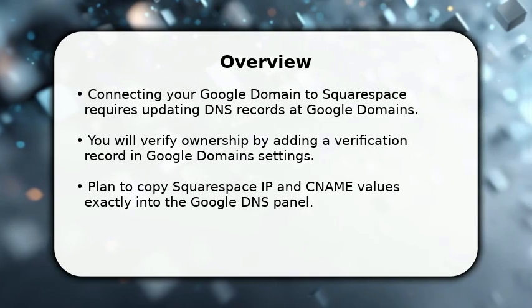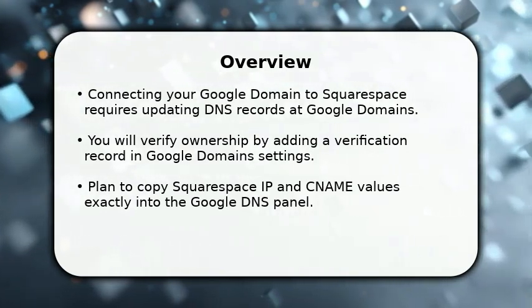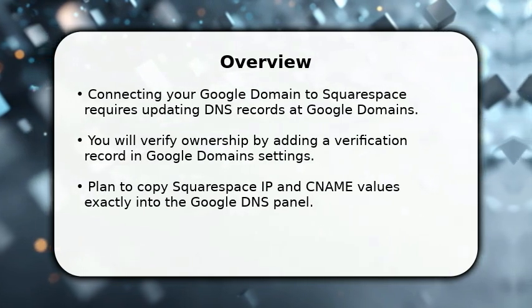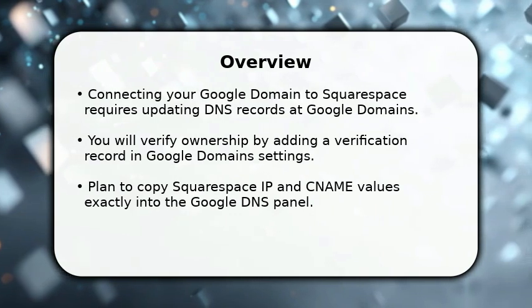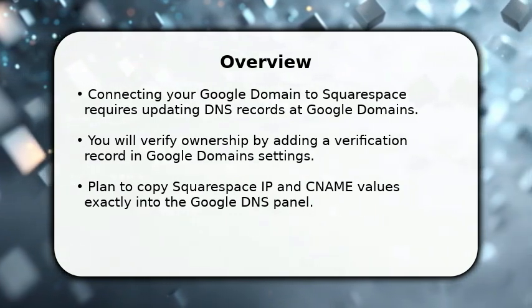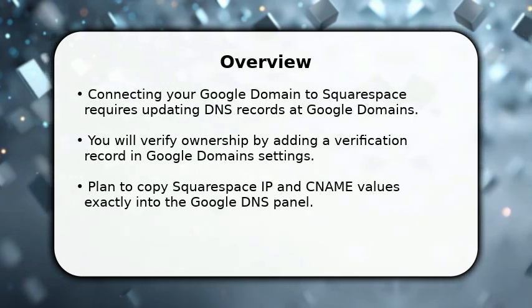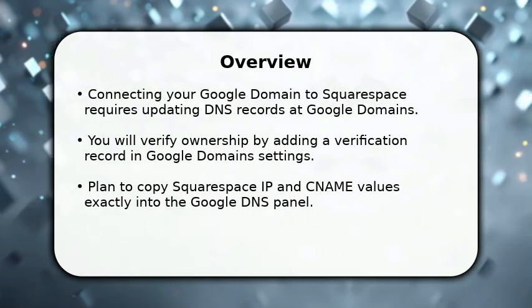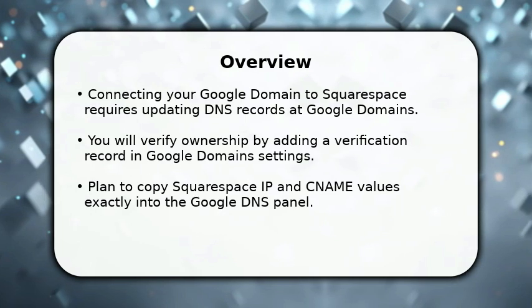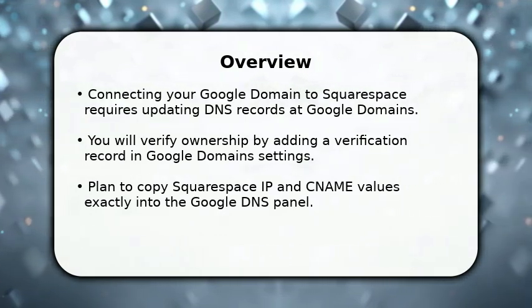In this video, I will show how to connect Google Domain to Squarespace. Start by signing into both Google Domains and your Squarespace account, open the domain settings, and locate DNS or custom records. On Squarespace, find the Domain Connection panel and copy the required records and the CNAME record for the www subdomain. Keep both tabs open so you can paste values quickly and avoid typos while changing records.